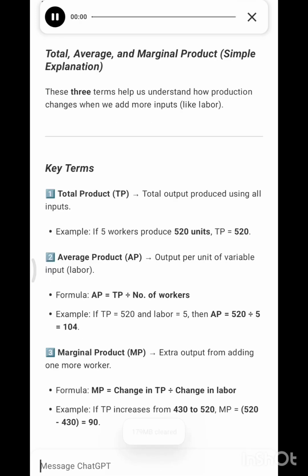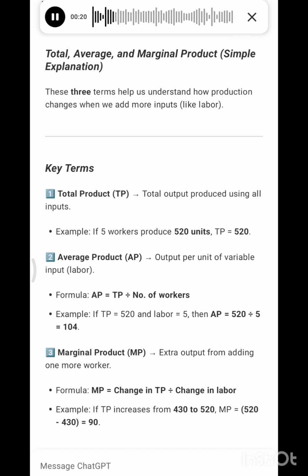Total, average, and marginal product, simple explanation. These three terms help us understand how production changes when we add more inputs, like labor. Key terms. 1. Total product, TP: total output produced using all inputs. Example: if 5 workers produce 520 units.